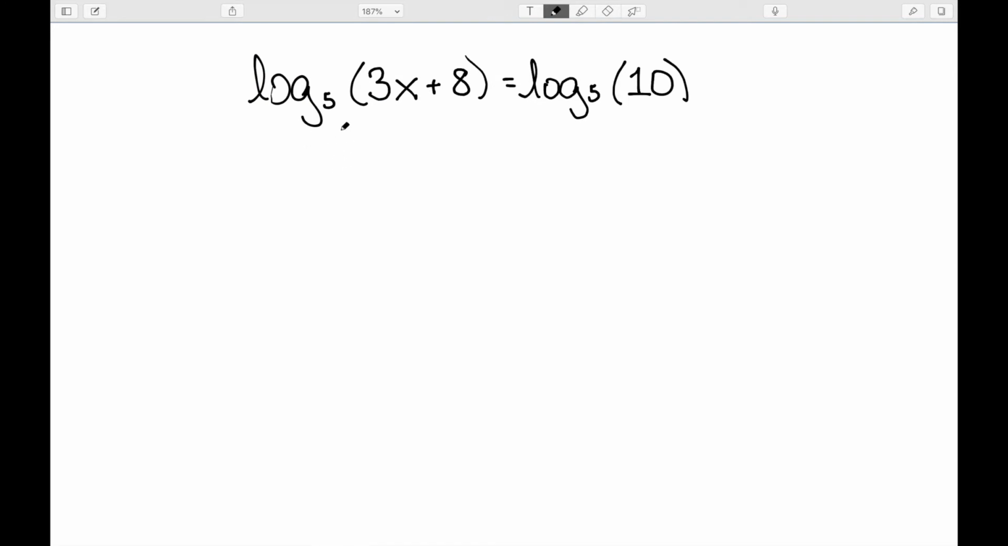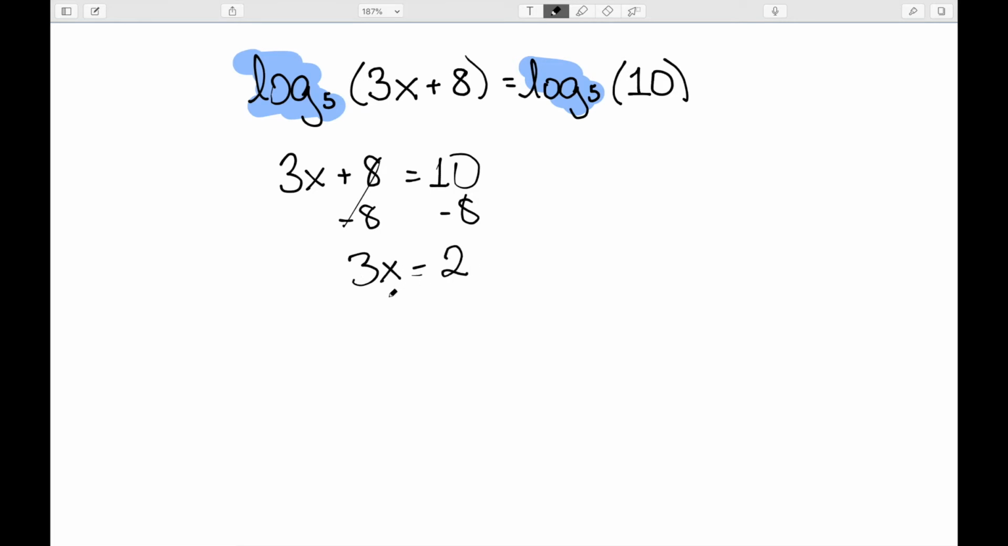Let's start with the equation log base 5 of 3x plus 8 equal to log base 5 of 10. In this case, we have a log on both sides, and they have the same base. So we can just do 3x plus 8 equal to 10. Subtract 8 from both sides. That gives us 3x equal to 2. Divide by 3, and I get x is equal to 2/3. Plugging that in, 3 times 2/3 is 2, so this is 2 plus 8 is 10. So yes, this is an actual solution. I do not get the logarithm of a negative number.